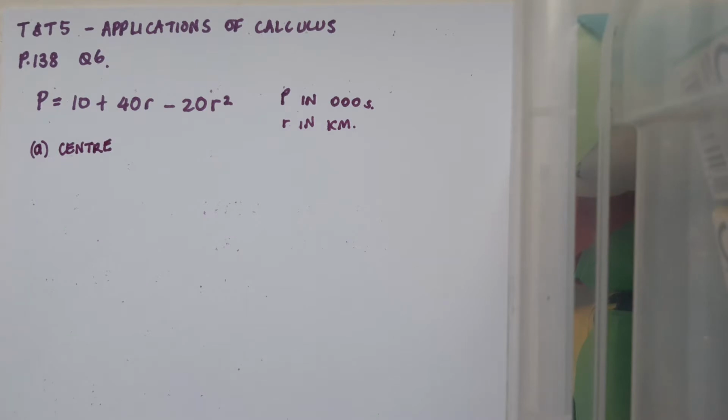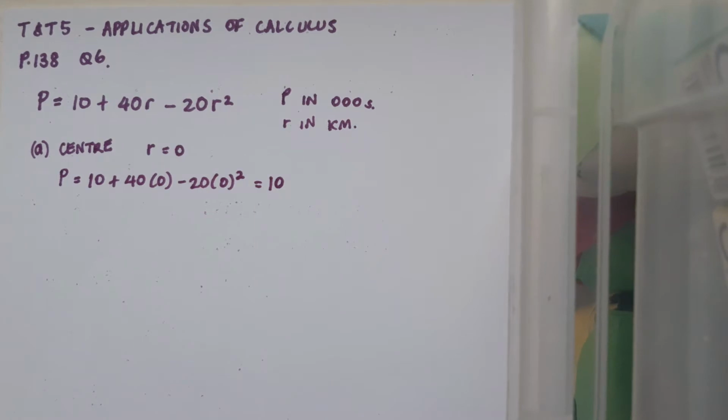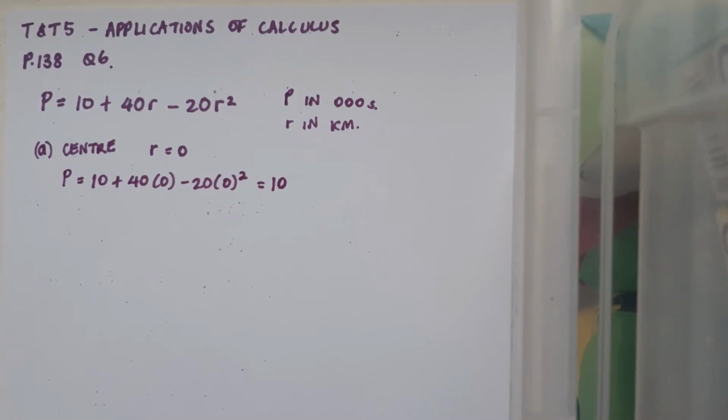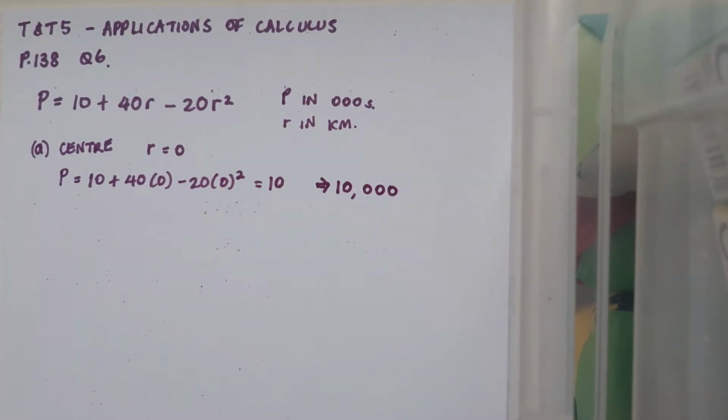In part A, they want to know the population density at the centre of the city. That means that we're right in the middle, so we haven't travelled any distance out from the centre, so the radius can be taken to be 0, and we can substitute this into the P equation. This is going to give us a result of 10, but bear in mind that population is measured in thousands in this question, so our actual answer is 10,000.